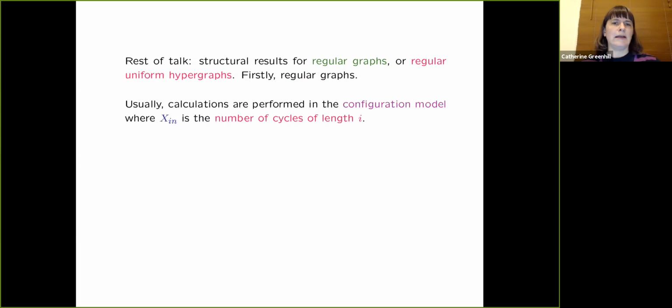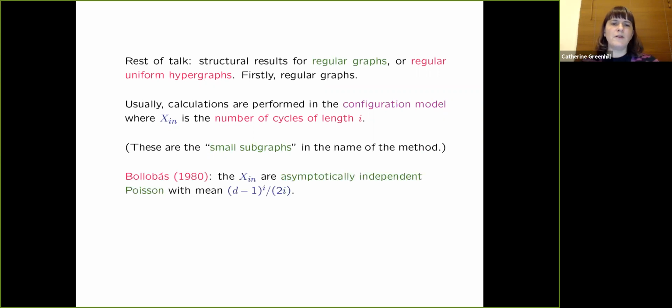So firstly, let's talk about regular graphs. Because these are sparse graphs, it's no surprise that we work in the configuration model, and the Xi are usually just the number of cycles of length i. That's what we choose to work with. So these are the small subgraphs in the name of the method. And we know that they're asymptotically independent Poisson because Bollobás proved that. So that's good. A1 is true.